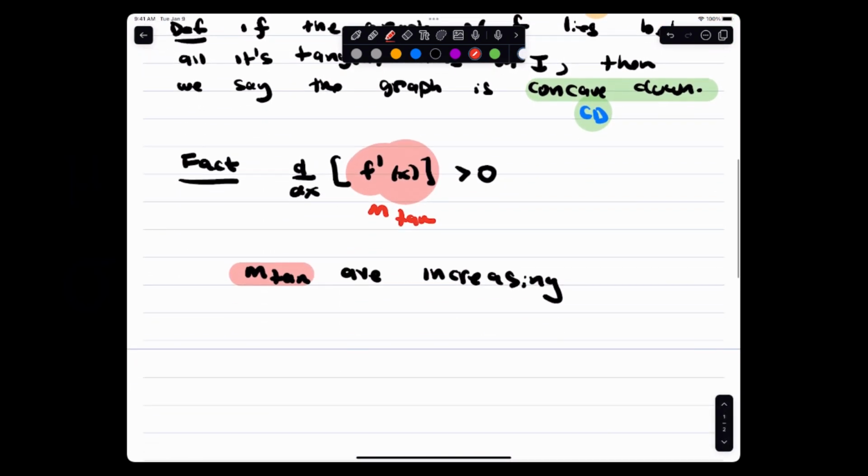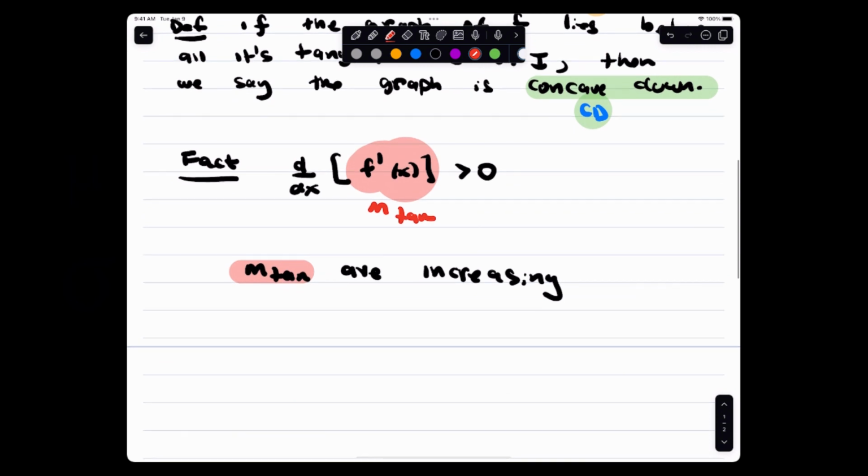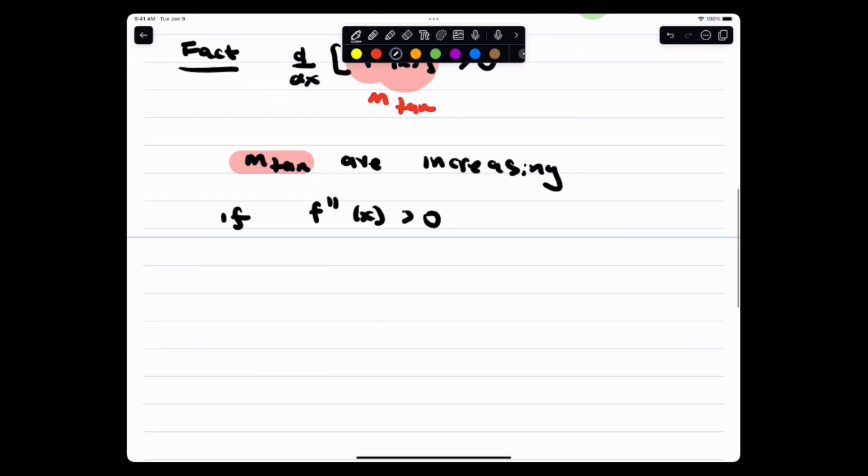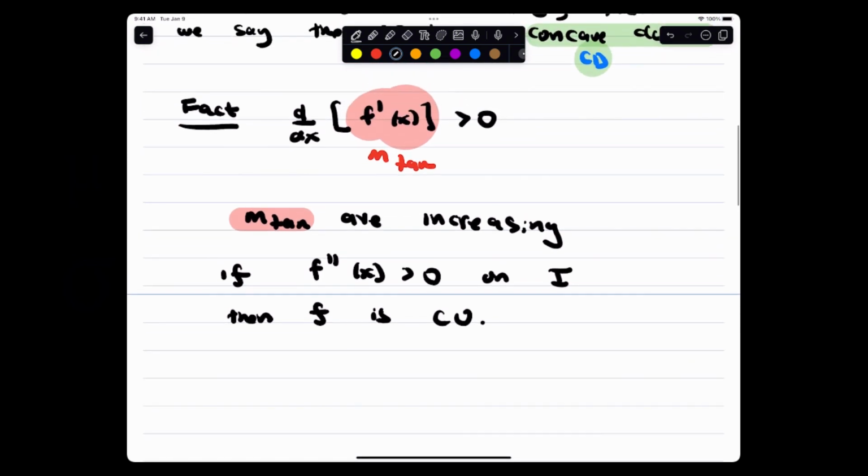So what they're saying is, in other words, if your second derivative is positive, that's where the curve is what? If that second derivative is greater than or equal to 0 on an interval I, then your curve f is concave up. Okay? So I want you guys to know that the second derivative being positive means that curve is concave up.